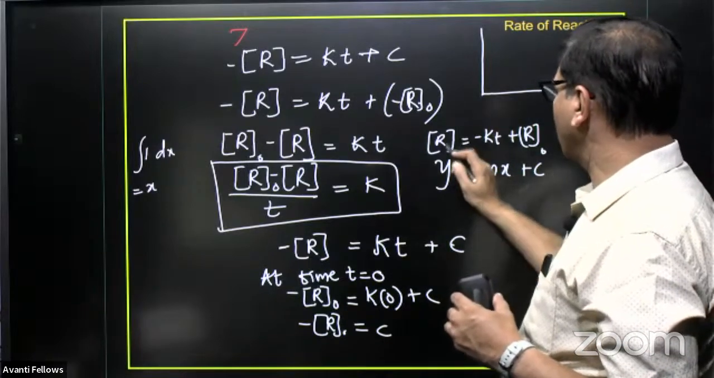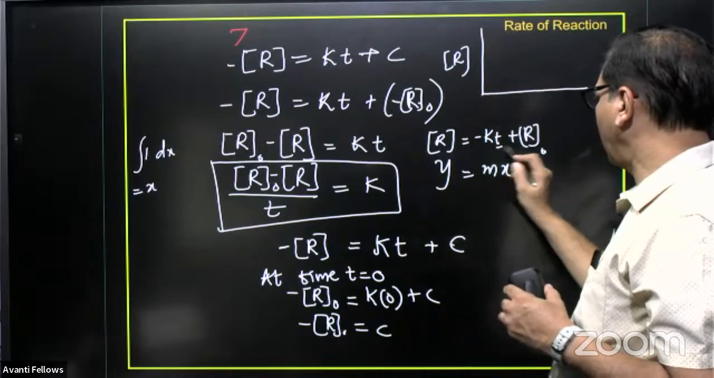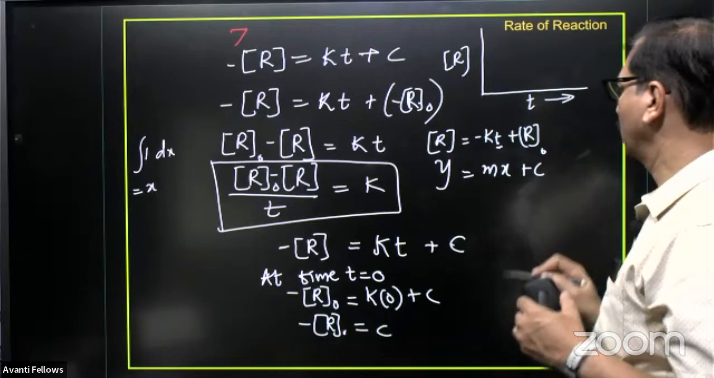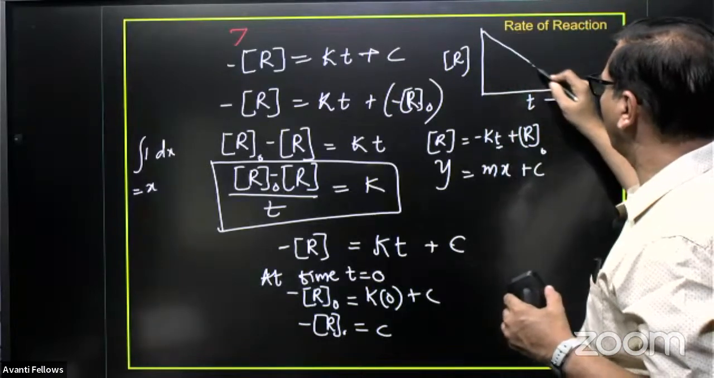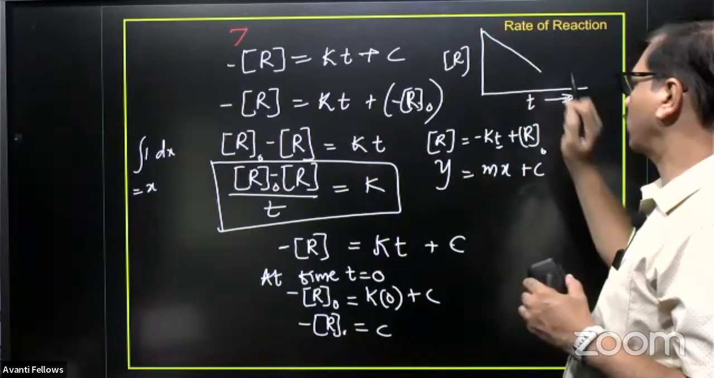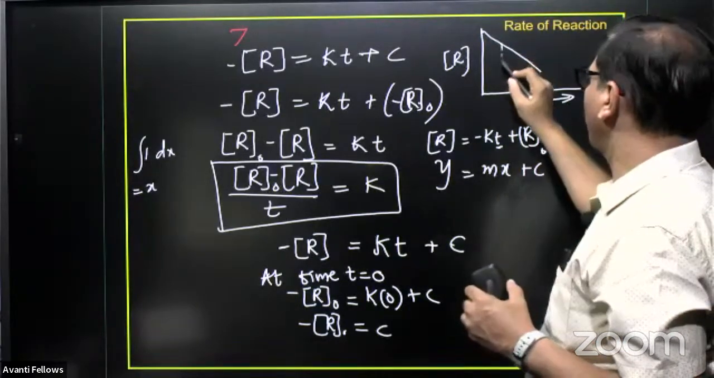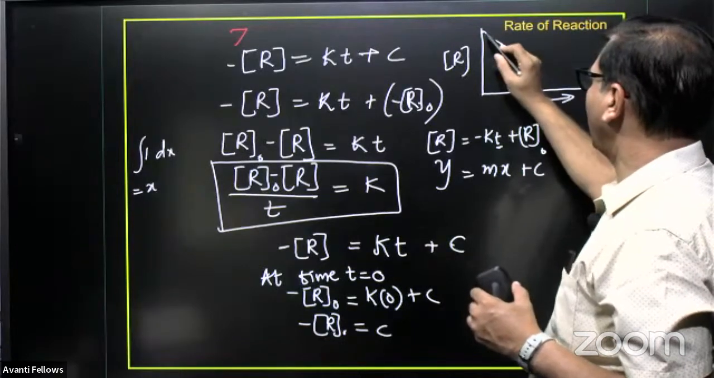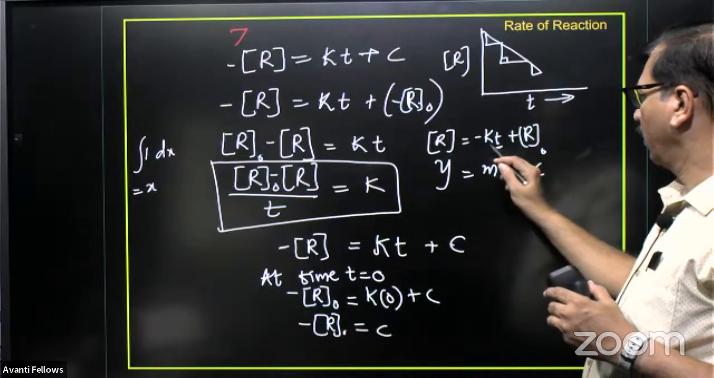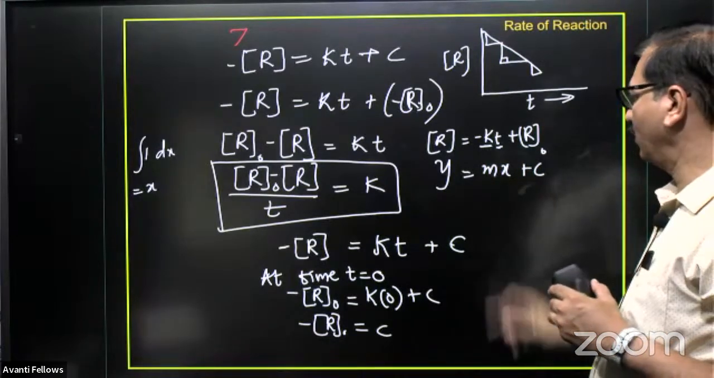So on the y-axis is R, that means concentration, and t is to be taken on the x-axis. Now this is a negative slope, which means it should be a downtrending line like this. Y is equal to mx plus c is always a straight line. Now the slope can be determined easily. The slope anywhere will be the same because it is a straight line. So the slope is equal to minus k. We can determine the value of k from the slope.